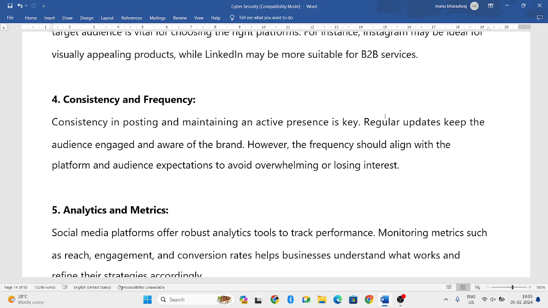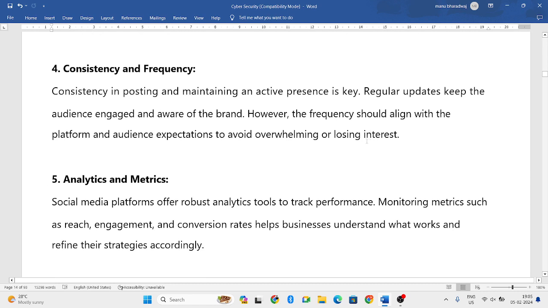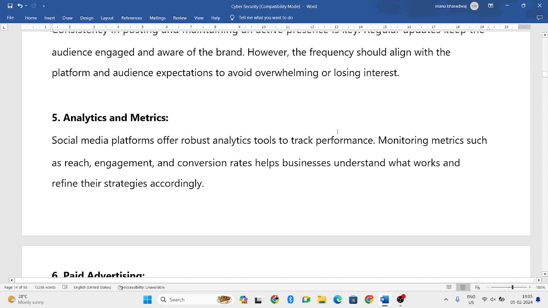You should be actively present in social media. You have to keep having regular updates about the products and keep regularly updating that. All this engagement should be there. You should keep your audience engaged, in contact. So consistency and frequency is a very important aspect.